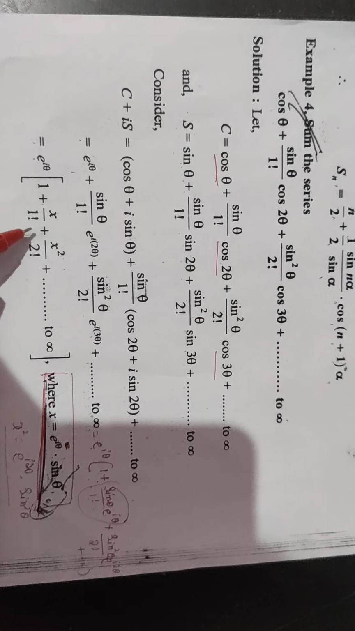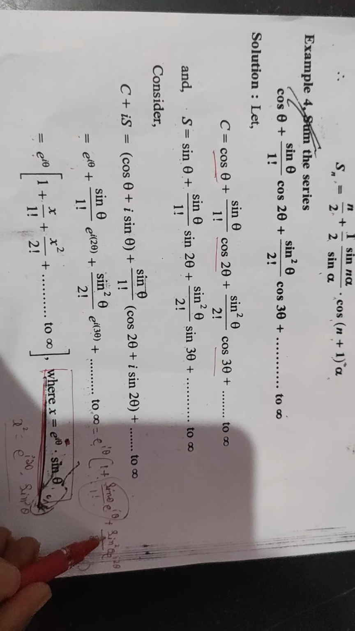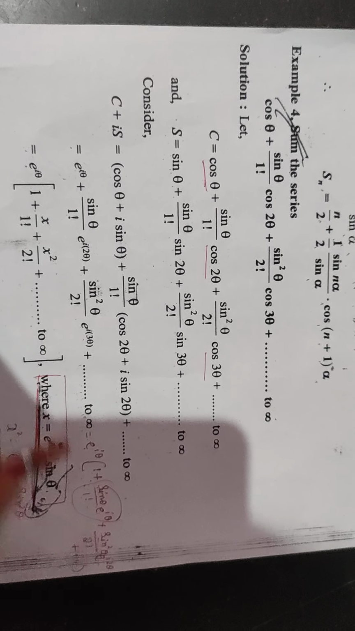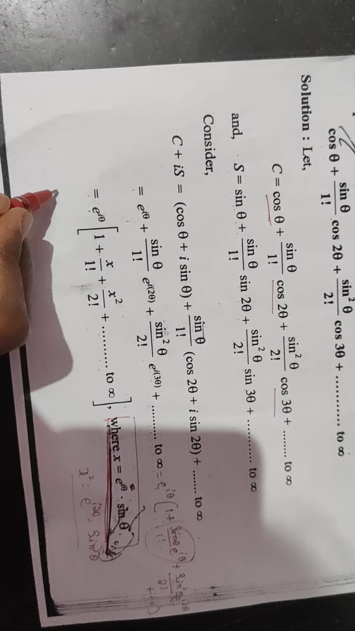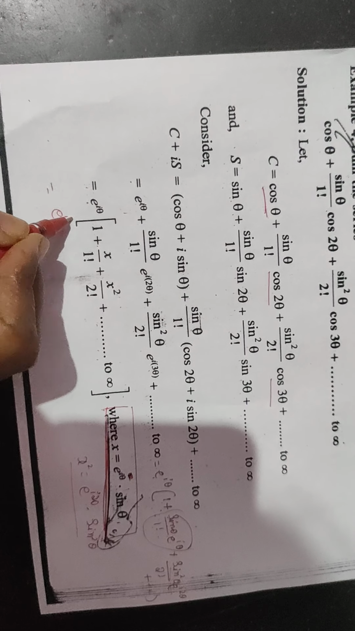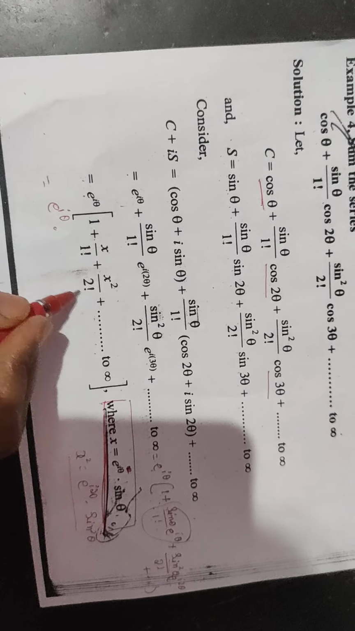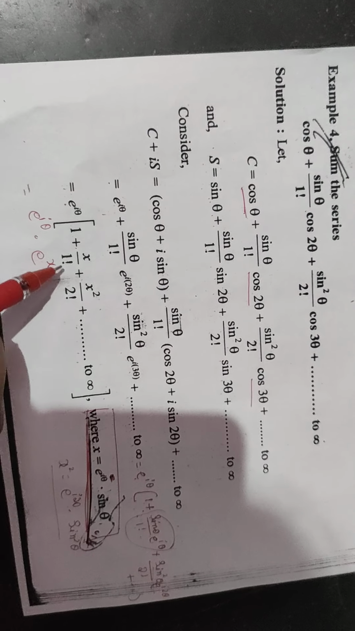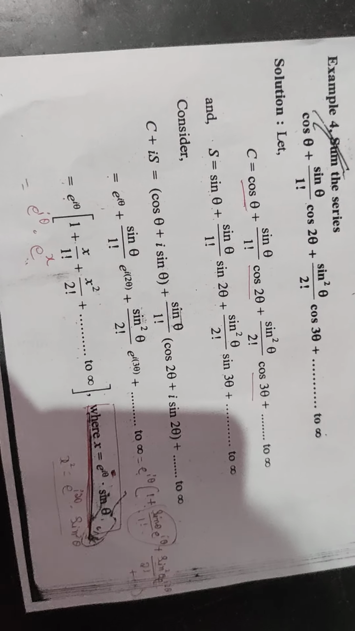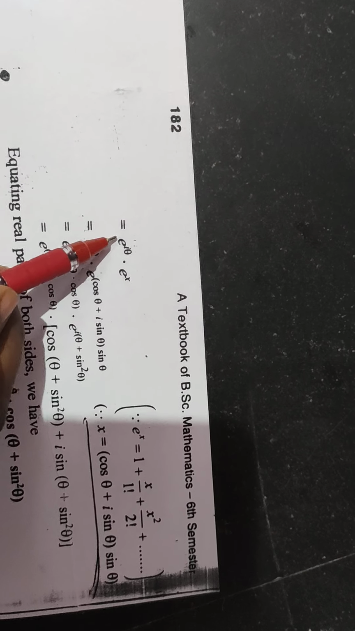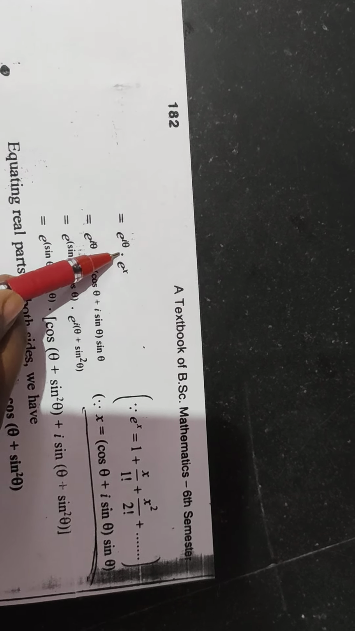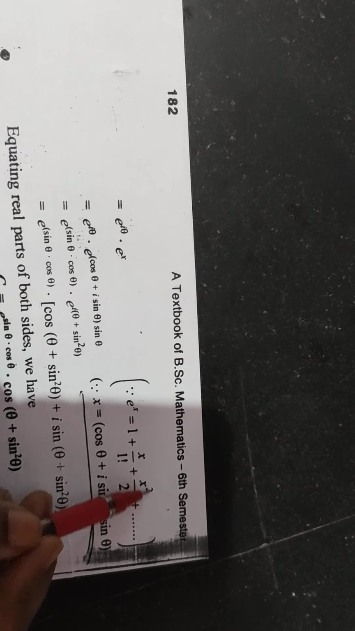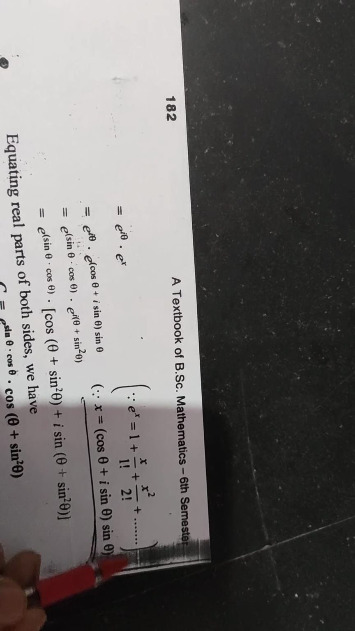So therefore this value is equal to e power i theta into 1 plus x by 1 factorial plus x square divided by 2 factorial and so on up to n terms. And this value is equal to e power i theta into e power x. This is the infinite series of e power x. So thus we have e power i theta into e power x, where e power x means 1 plus x divided by 1 factorial plus x square divided by 2 factorial plus so on up to n terms.